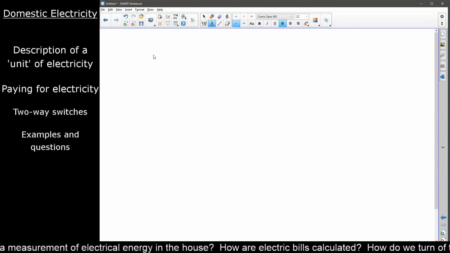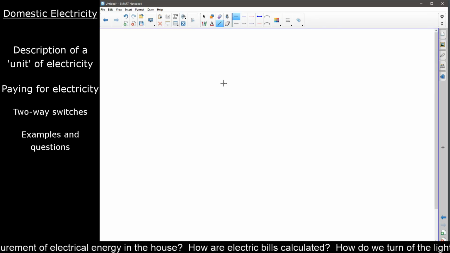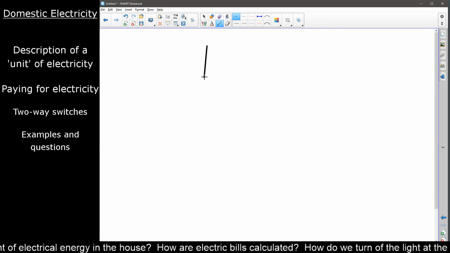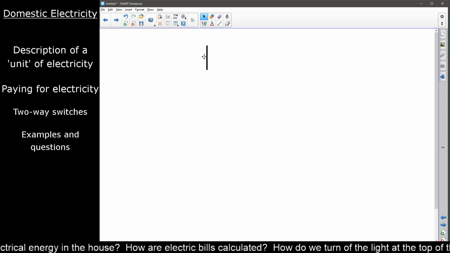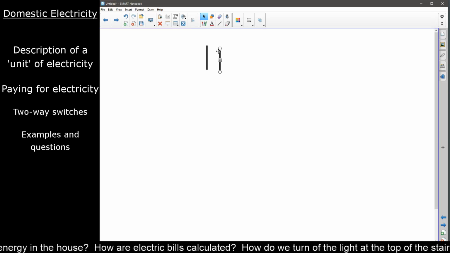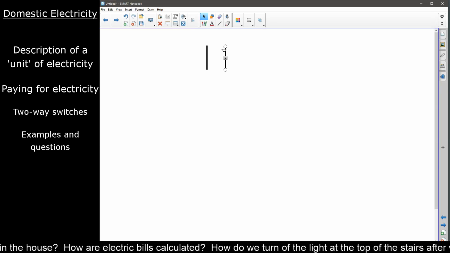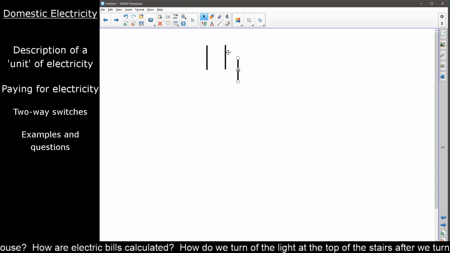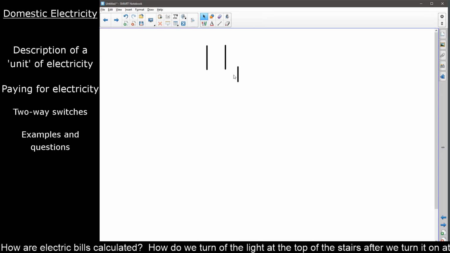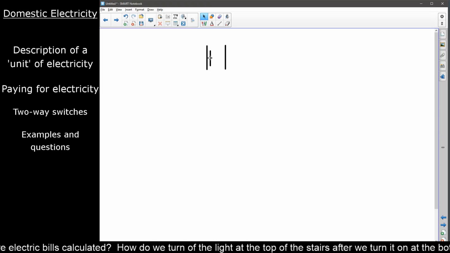So switching. Switching comes in essentially two forms at GCSE. You have one-way switches and you have two-way switches. Yes, you get three-way switches, four-way switches, five-way switches. All of these things exist, but as far as our course is concerned, we're only concerned with one- and two-way switching. So let's get ourselves a little power supply.